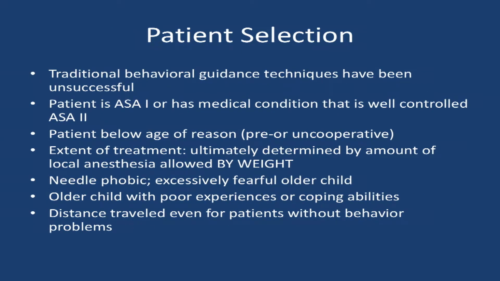Patient selection. Traditional behavioral guidance techniques have been unsuccessful. Patients in ASA 1 or has medical condition that is well controlled, ASA 2. Patient below the age of reason, pre or uncooperative. Extent of treatment, ultimately determined by amount of local anesthesia allowed by weight. Needle phobic, excessively fearful older children. Older children with poor experiences or coping abilities. Distance traveled, even for patients without behavioral problems.